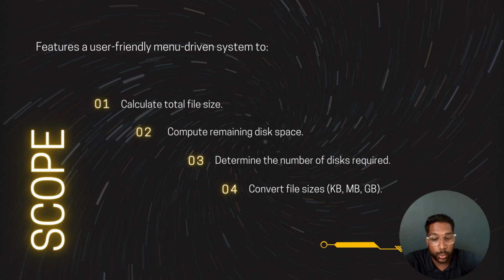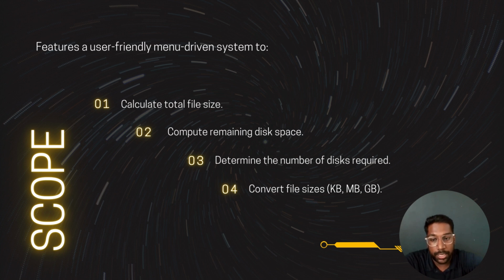The user inputs the total disk capacity and the list of file sizes. The system subtracts the total file size from the available disk space. As an example, the disk space is 50 GB, and the total file size is 45 GB, and the output remaining space is 5 GB.